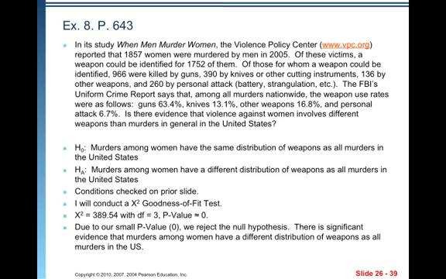So due to our small p-value, we reject the null hypothesis. There is significant evidence that murders among women have a different distribution of weapons than all murders in the U.S. So I report my p-value and I state whether I reject or fail to reject the null. And then in context of the problem, I say whether there is significant evidence for my alternative. This is where I get context, in my second sentence. So a small p-value means we reject the null, which means we do have evidence for our alternative.